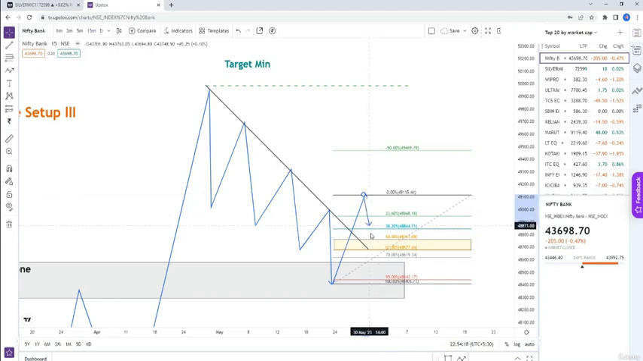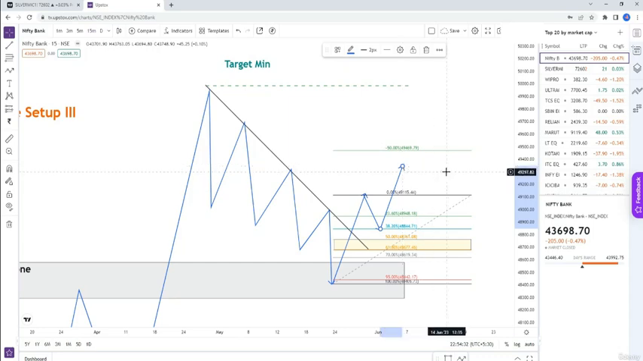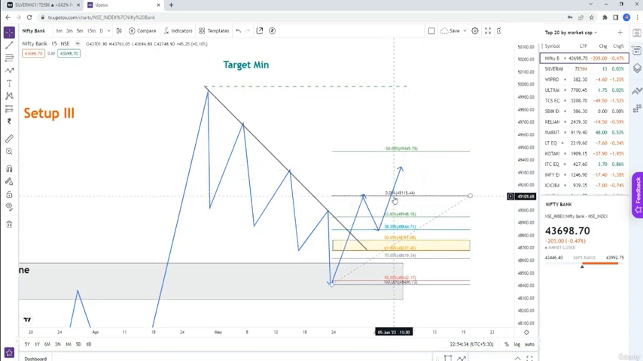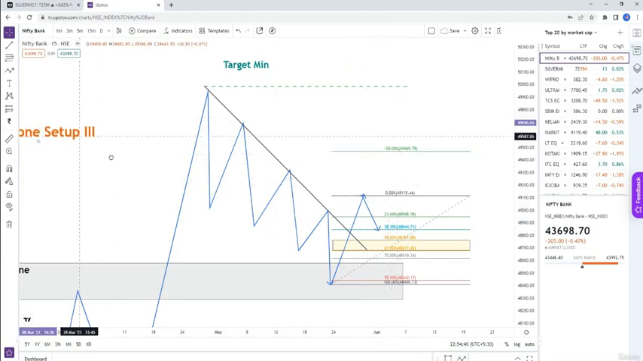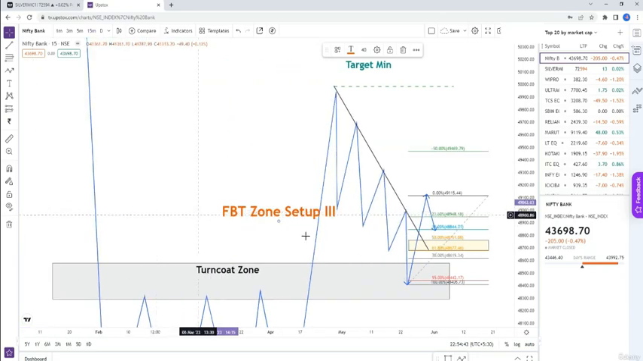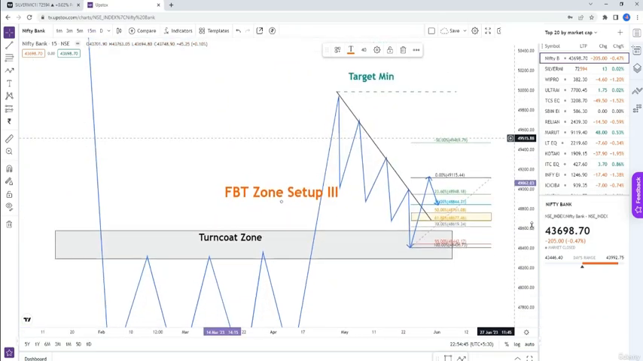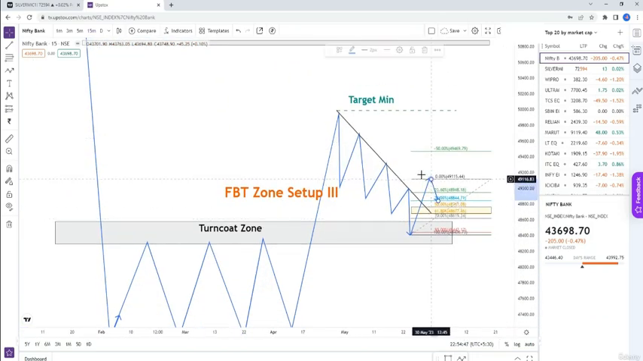So don't mix setups. If you are entering with setup 2, on trend line break, or you are entering on setup 3 where you are waiting for the pullback, then wait for the pullback. If it's not taking a pullback and it's breaking out like this, then don't enter here, leave it. So decide which one you are going to trade. So this is setup number 3, FBT Zone Setup number 3.